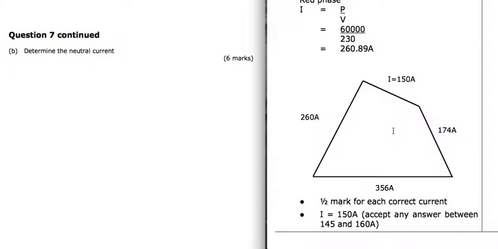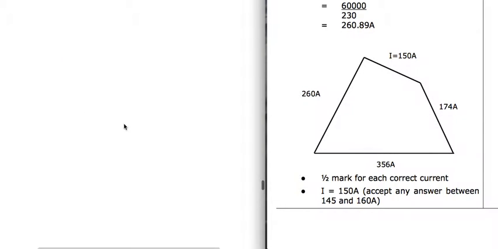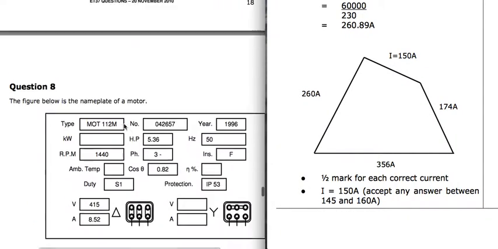We'll look on the theory refresher course at different ways to calculate this. Now they're looking at quite a range of answer there between 145 and 160. So it doesn't have to be terribly accurate, but you need to have some sort of scale for your drawing. So 150 amps neutral current.